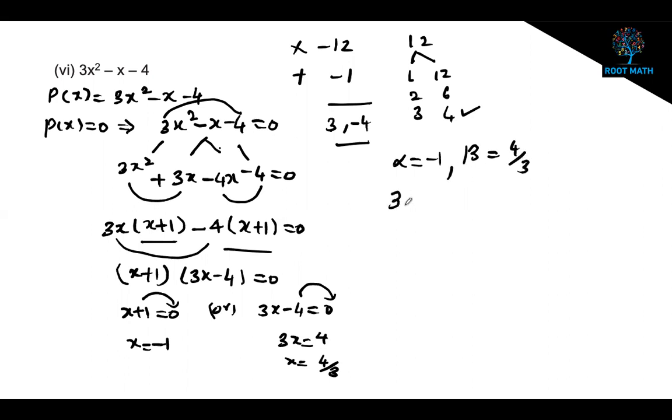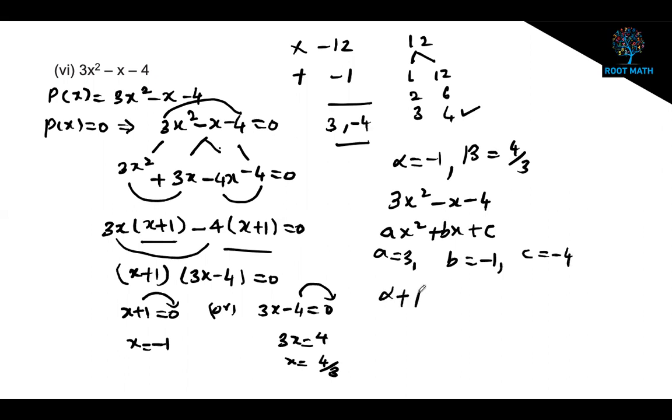Now we'll write the expression 3x squared minus x minus 4 and compare with the general form ax squared plus bx plus c. Our a value is 3, b value is negative 1 and c value is negative 4. What is alpha plus beta now? It should be equal to minus b by a, right? So minus 1 plus 4 by 3. Multiply the 3 over here. So negative 3 plus 4 by 3, which is equal to 1 over 3. What is my minus b by a? Minus of minus 1 by a value, which is 3.